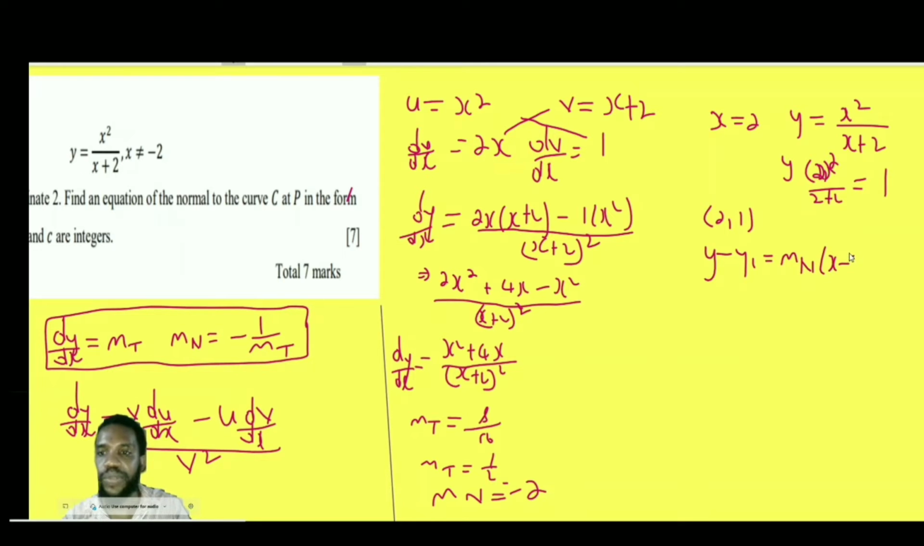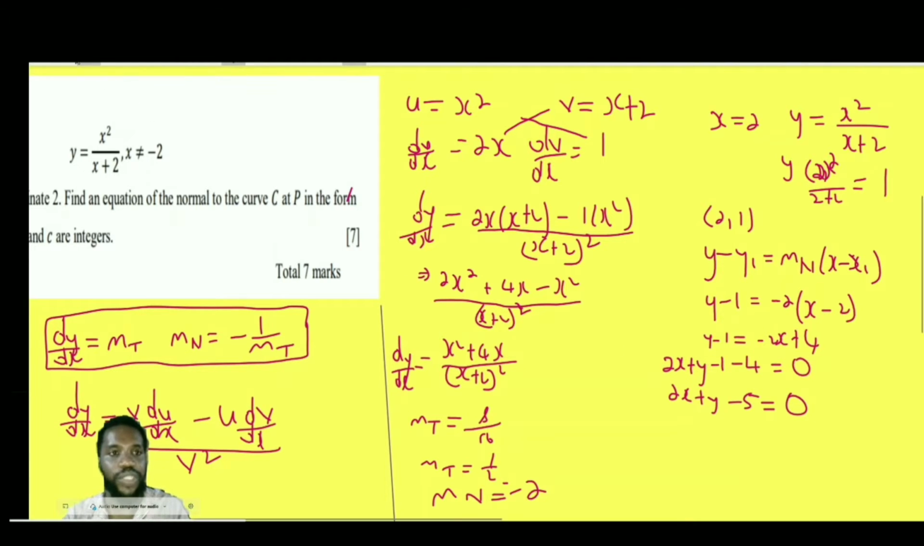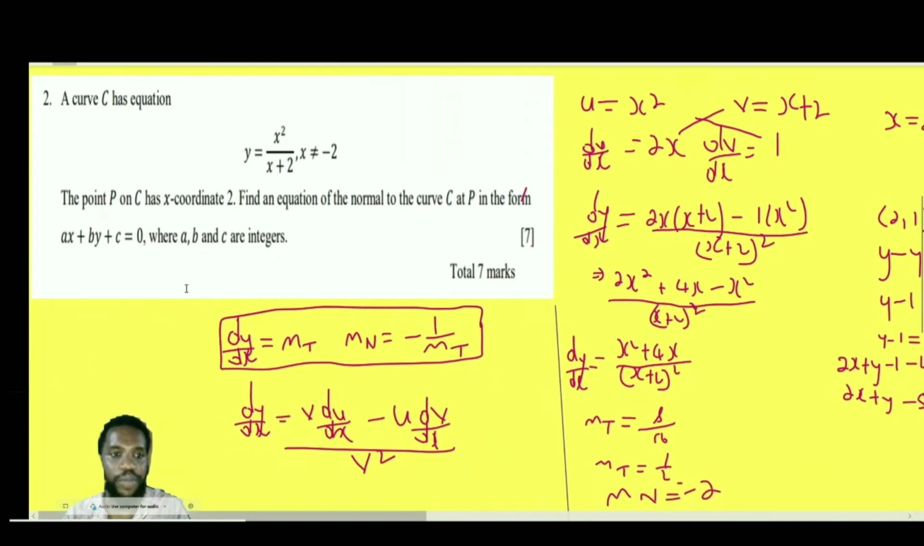So the equation of a straight line now is y minus y1 is equal to the gradient of the normal into x minus x1. So it's going to be y minus 1 equals negative 2 into x minus 2. Y minus 1 equals minus 2x plus 4. Of course, you remember the form that I want it in: ax plus by plus c equals 0. So I'm going to bring over these terms to make the x positive. So I'm going to have 2x plus y minus 1 minus 4 equal to 0. So we have 2x plus y minus 5 equal to 0, and that would be the equation of my normal.